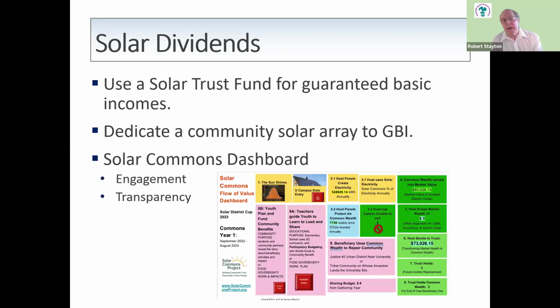Solar dividends are the application of the Solar Commons concept specifically to guaranteed income. It is a monthly dividend from an investment in solar energy. The idea is to build a community solar array dedicated to the purpose of generating guaranteed incomes. Of course, when money is involved, trust is essential. The Solar Commons Project has addressed that by developing the Solar Commons Dashboard, which is an online information portal to monitor the solar performance and the money administration. It provides engagement by being accessible to all stakeholders, and it provides transparency with enough information to ensure trust.